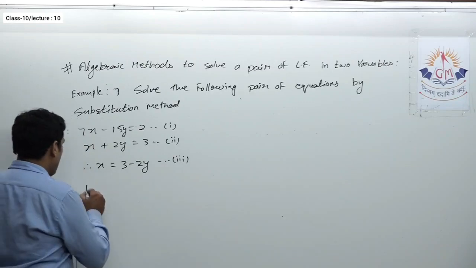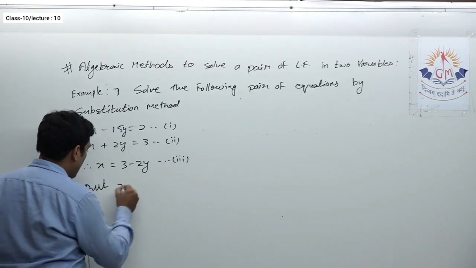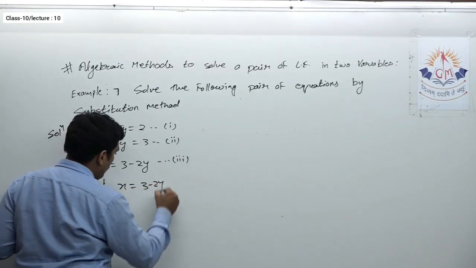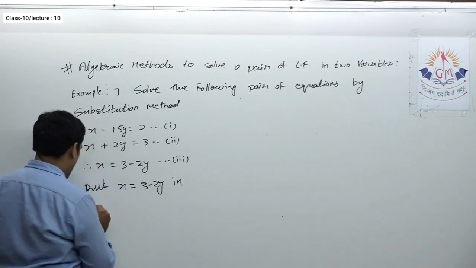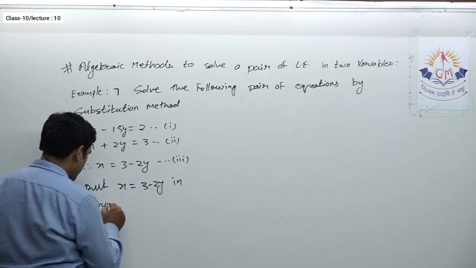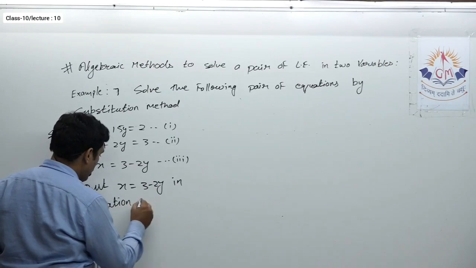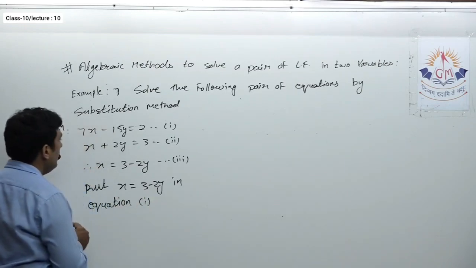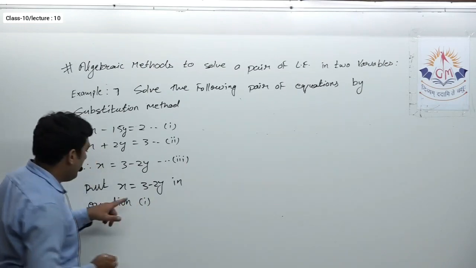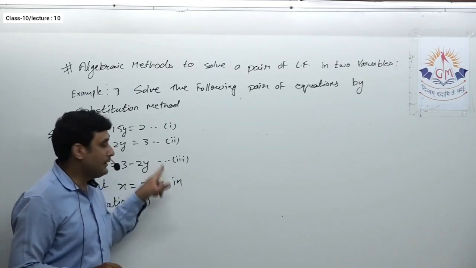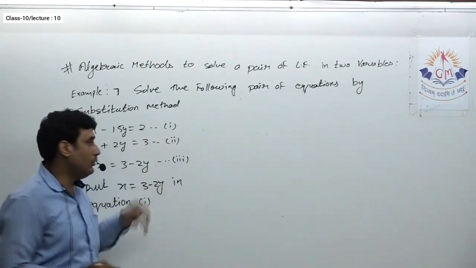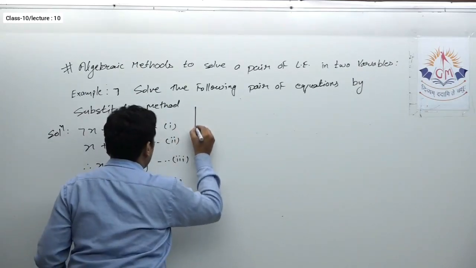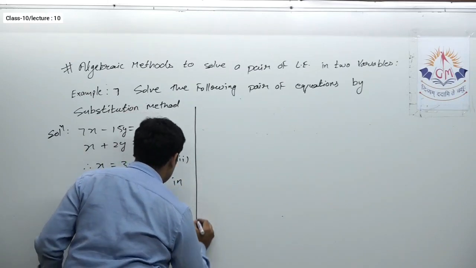So here I write, put x equal to 3 minus 2y in equation 1. So why am I putting it in 1? Because I obtained this from the second. That's why I will put it into 1. So let us see what we will get.